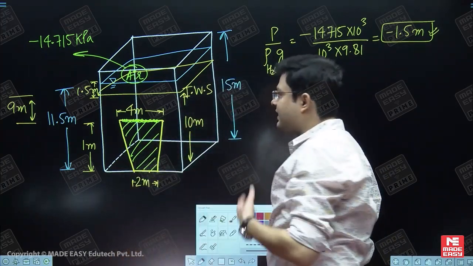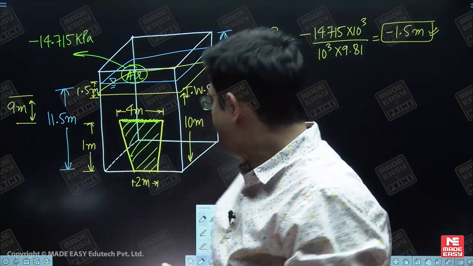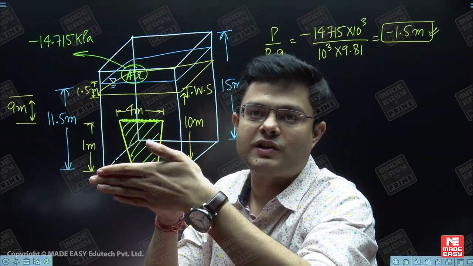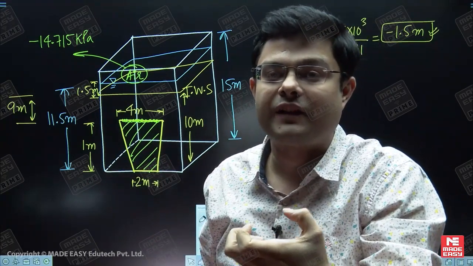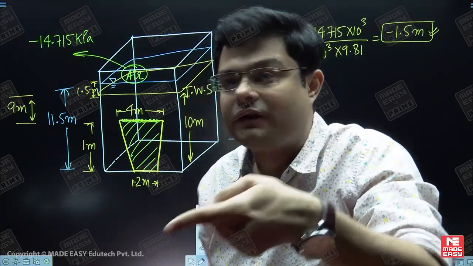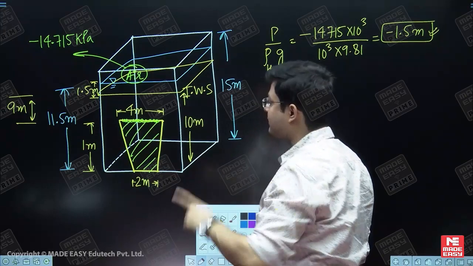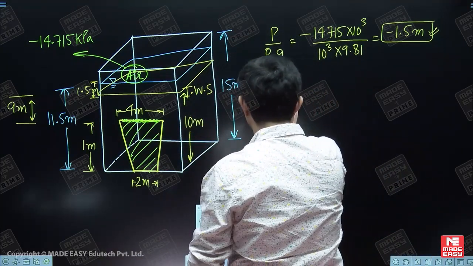What is going to be the concept behind solving this problem? Very simple. A trapezoidal gate is there. Find the hydrostatic force. Find the point of application of that hydrostatic force. Then find the moment of that force from the top, because the gate is hinged at the top. So, first of all, find the force.